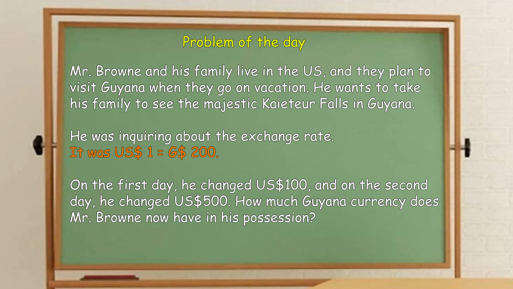Let's see what you have, boys and girls. What do we know? We know that Mr. Brown is going on a vacation and he wants to take his family to see the majestic Kaieteur Falls in Guyana. He asked about the exchange rate and we discovered that 1 US equals 200 Guyana dollars. He changed 100 US first and then he changed 500 US. And we have to find out how much money he has altogether.